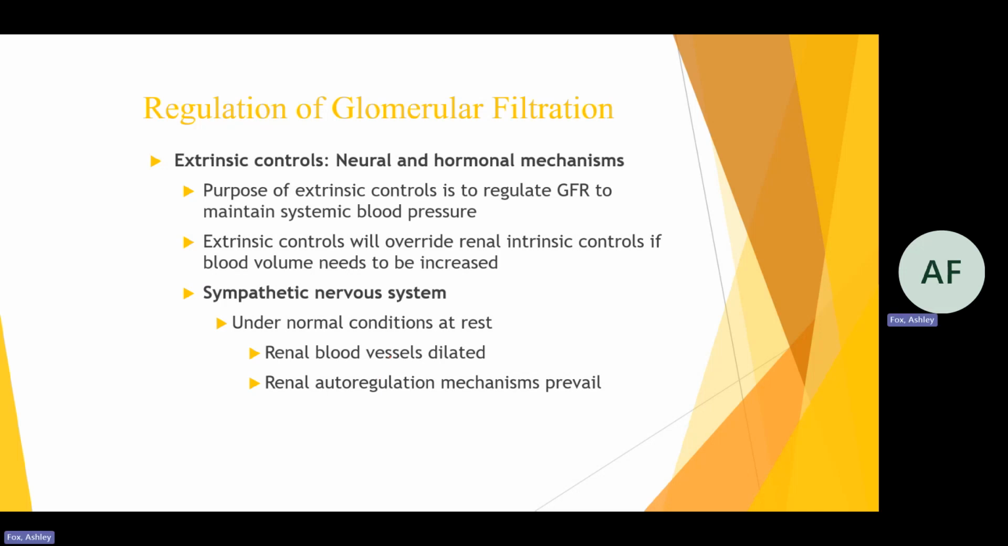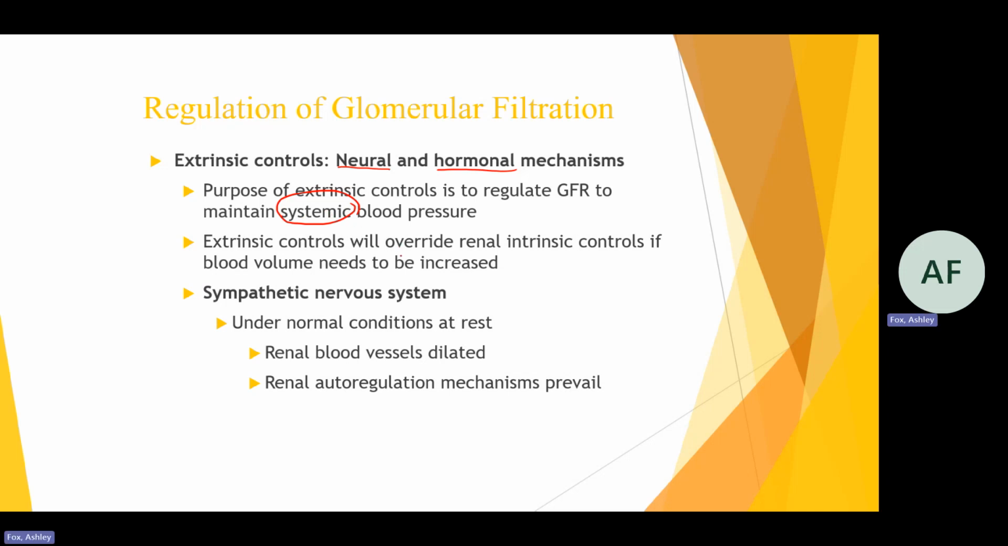So now looking at extrinsic controls, so these are going to be central ones. This is no longer renal autoregulation. This is where it's outside the kidney. So the central nervous system, and hormones. So this is going to change systemic blood pressure. The autoregulation is just either dilating or constricting the afferent arterioles. This is controlling the entire body.